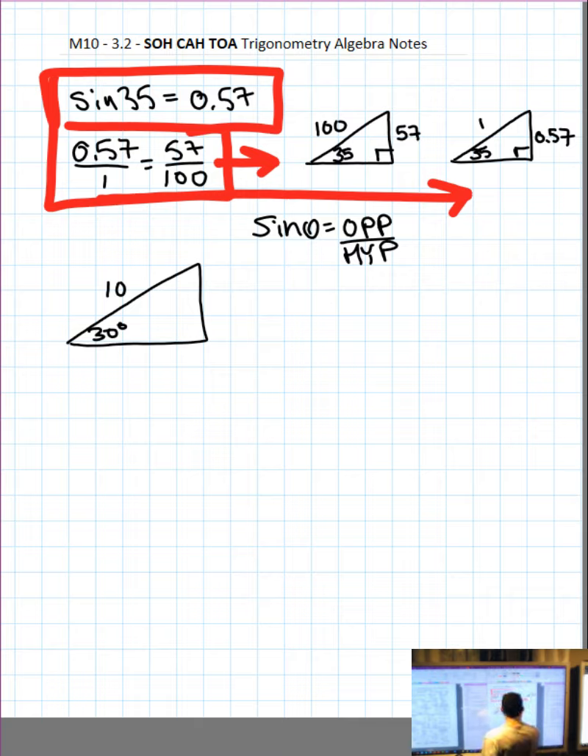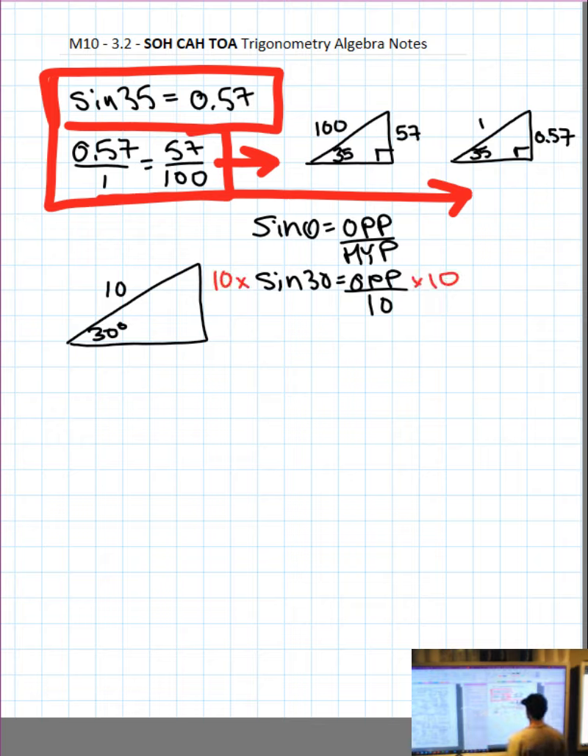Whatever, let's substitute. So sine, now this time I have an angle of 30. So sine 30 equals opposite. I don't have the opposite. OPP or O. And the hypotenuse is 10. Put 10 on the bottom. Now we're going to do some algebra.